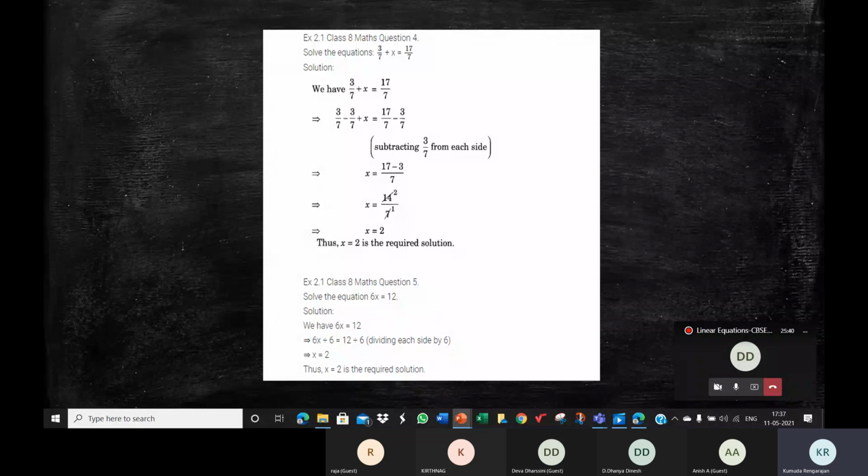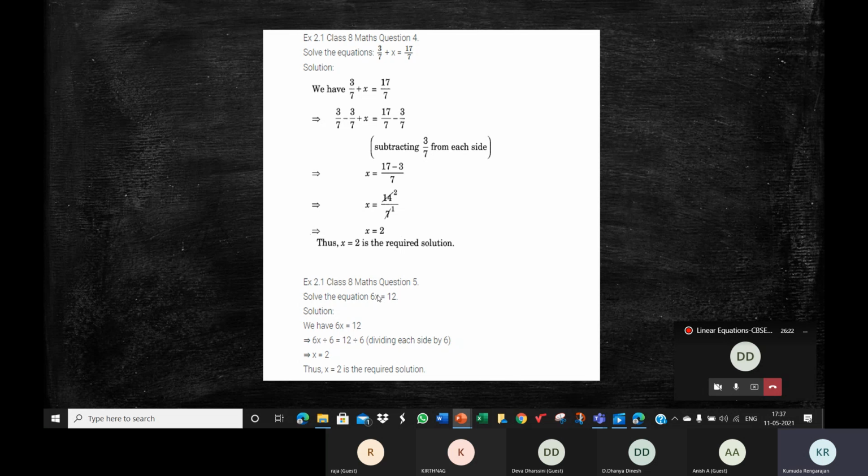Multiplication. The opposite effect of addition is subtraction. The opposite effect of subtraction is addition. Addition and subtraction are opposites of each other. Similarly, multiplication and division. Since the connection between x and 6 is multiplication, you need to divide by 6 on both the sides to get rid of 6. The intention is that whatever is there along with the variable should be removed.